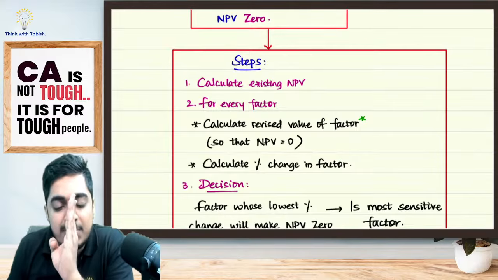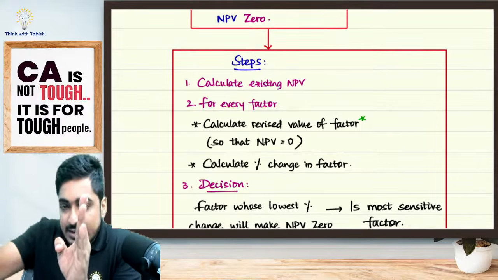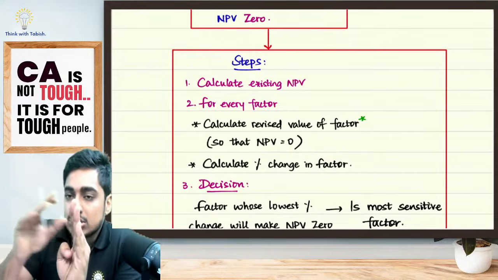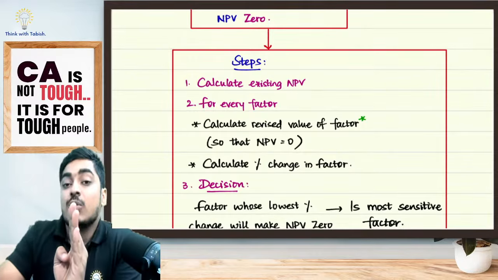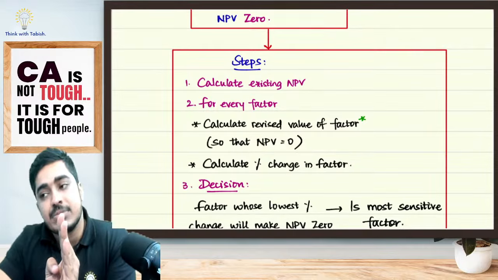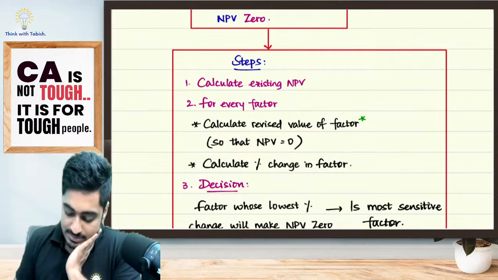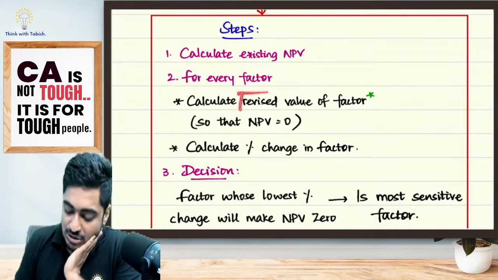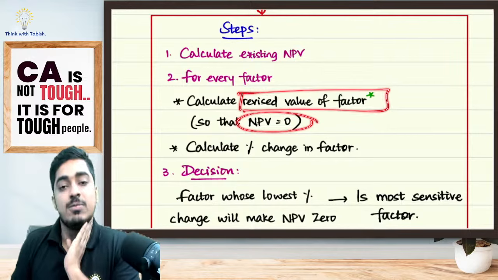I want to make my NPV become zero. For that, how much can my factor change? Look at this. Cost of project was 1 lakh. How much can my cost of project become so that NPV becomes zero? I want to calculate the revised value of factor so that my NPV becomes zero.